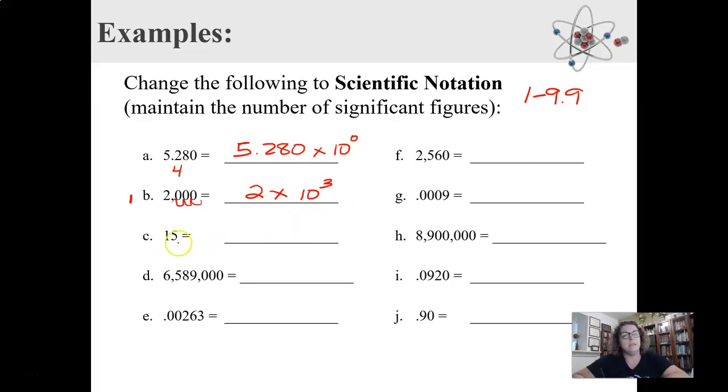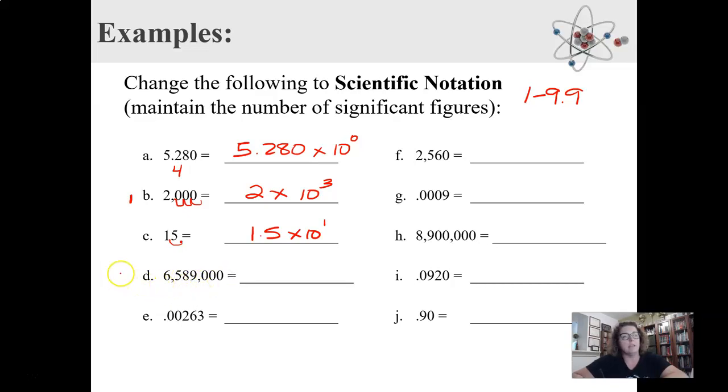For 15, I just need to move that decimal, looks like 1 place, and I don't have a decimal, so I'm going to start it at the end. So 15 is now going to turn into 1.5. So 1.5, and I moved it 1 place to the left, so my exponent will stay positive. And 15 is 2 significant figures, and I still have 2 significant figures.